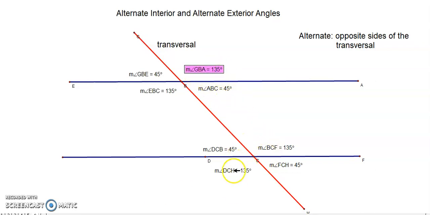So these two are called alternate exterior angles, and they're congruent. These two are called alternate exterior angles, and they're congruent. They're both 45. This one and this one, these are called alternate interior angles, and they're congruent. They're both 135. And these are also called alternate interior angles. They're both 45. And that's it.